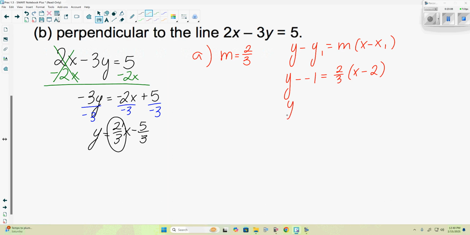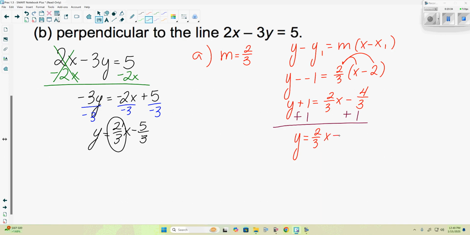Now our negative is going to make a positive, so we'll have y plus 1 is equal to, here we have to distribute the 2/3. 2/3 times x is 2/3 x. 2/3 times -2 is going to be -4/3. Lastly, we have to get y by itself, so we will add 1 to both sides, telling us y is equal to 2/3 x minus 1/3.